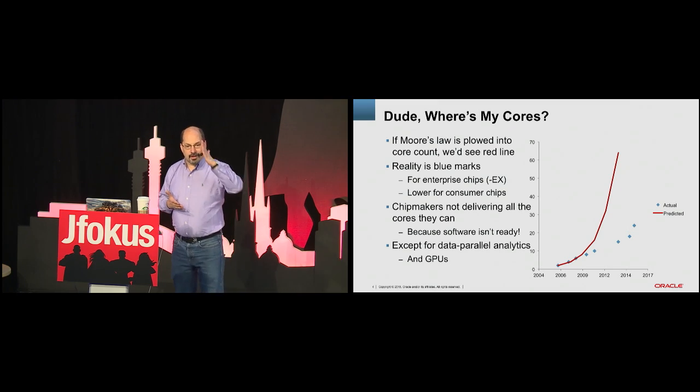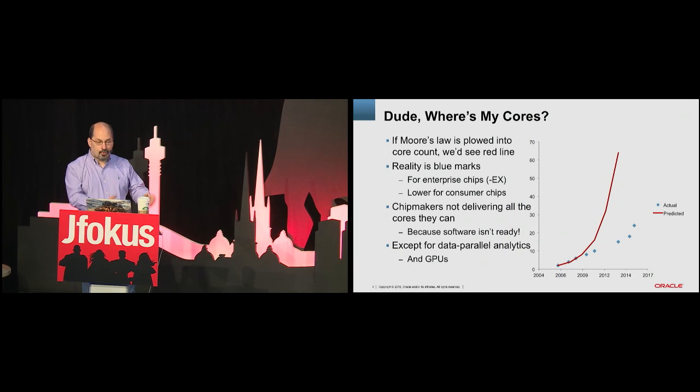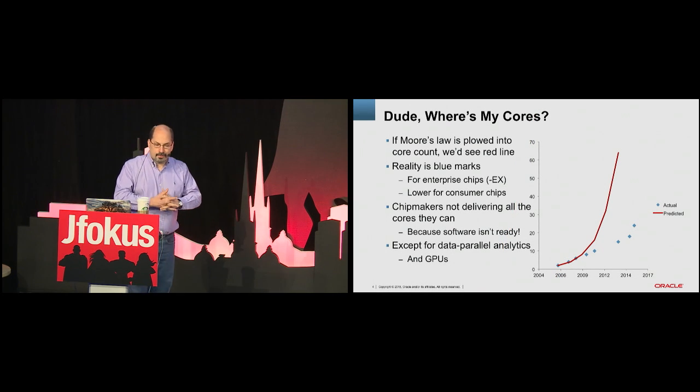The red line shows what an exponential increase in core count would have predicted based on where we were in 2005 or so. And the blue dots represent actual Intel Enterprise EX processor releases and their core counts. We do see that they're increasing, but they're not increasing nearly as fast as they could be if we plowed the entire Moore's law dividend into more cores.